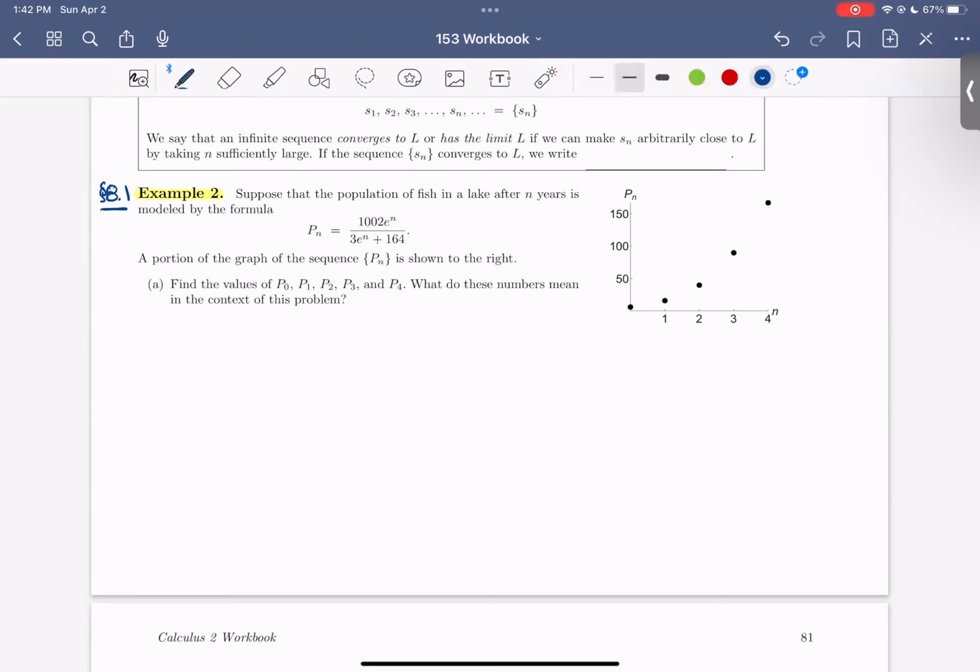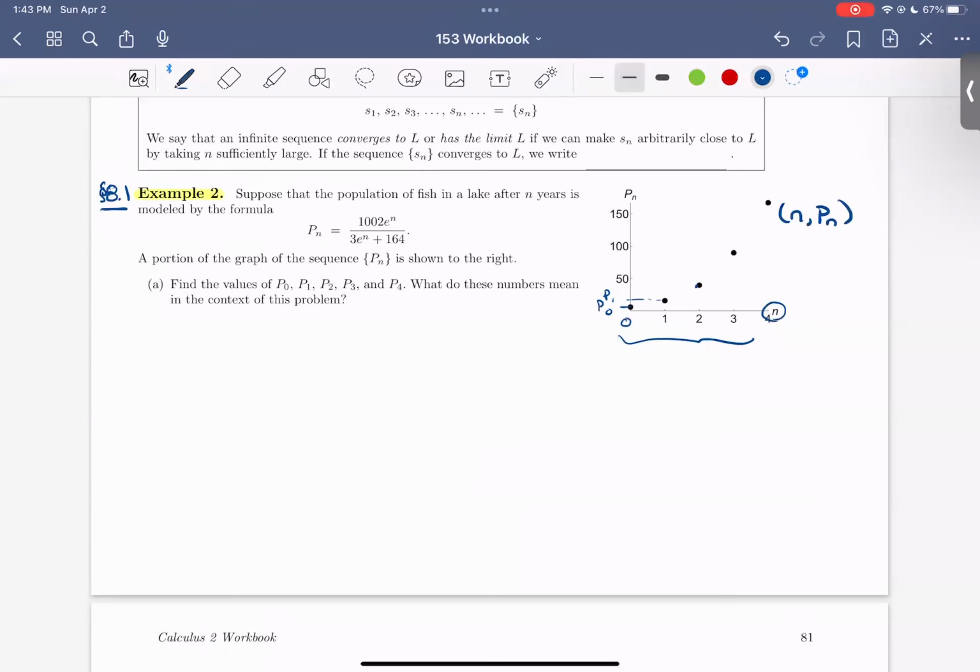Just to understand that graph a little bit, when n is 0, P sub 0 is going to be around here on that vertical axis. When n is 1, P sub 1 will be up here, etc. So each point on the graph represents the year and the P sub n associated to it.